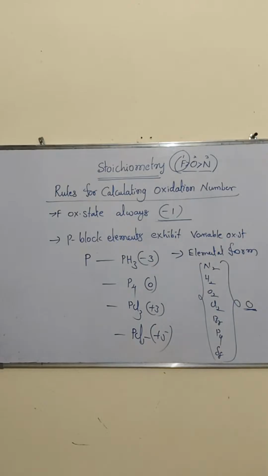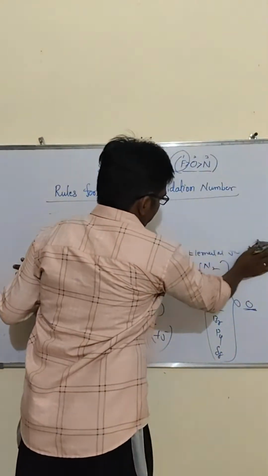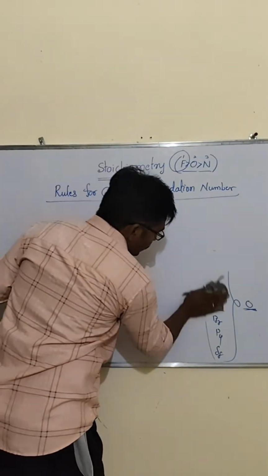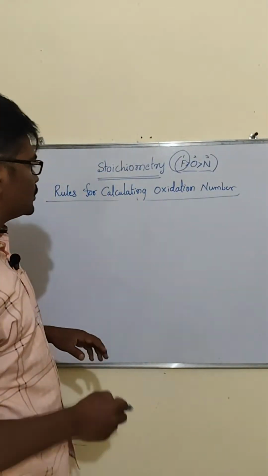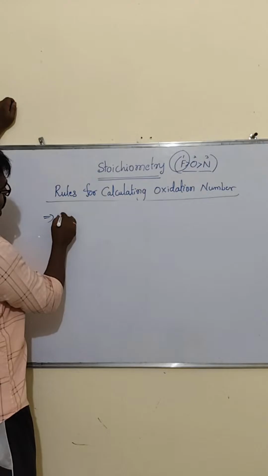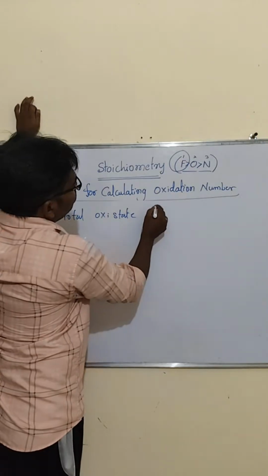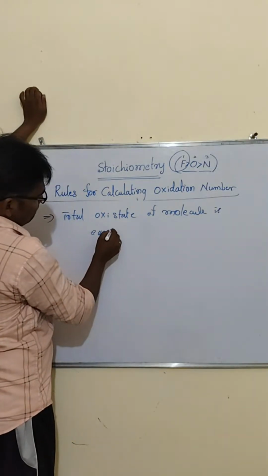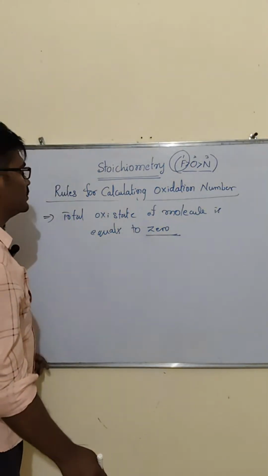The oxidation state of a neutral molecule is equal to 0 actually. The total oxidation state of a molecule is equal to 0. So for example, some of the molecules we are taking, for example, H2SO4.